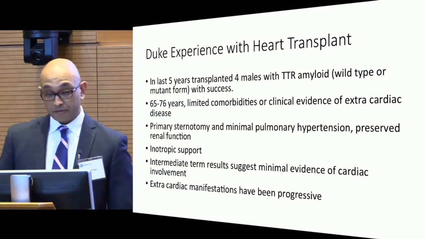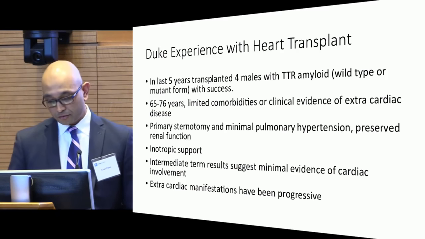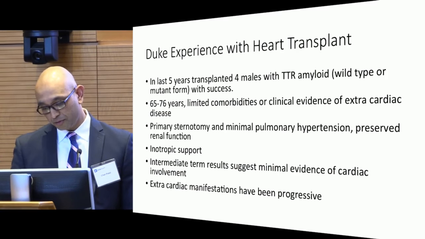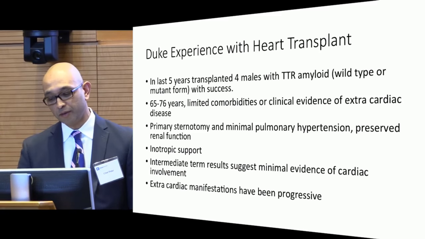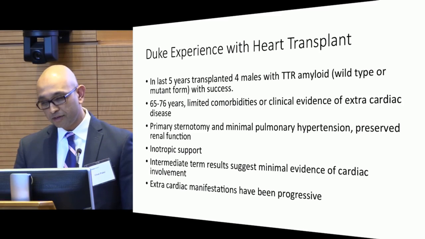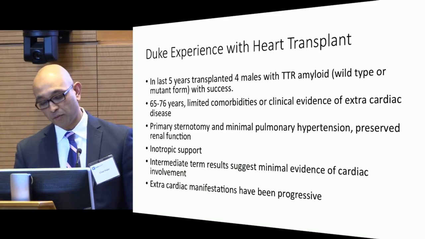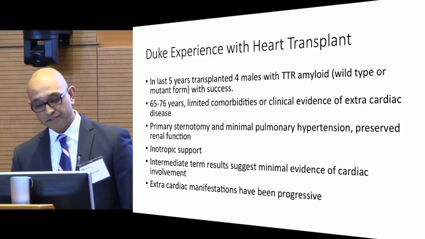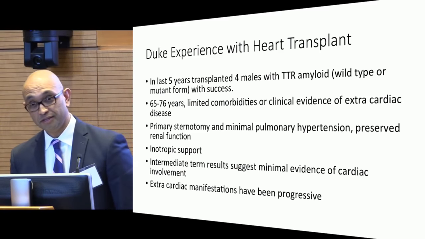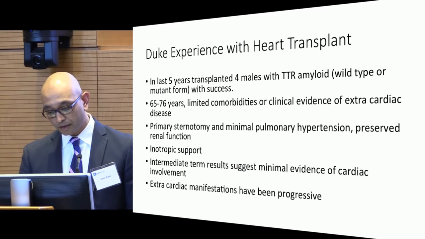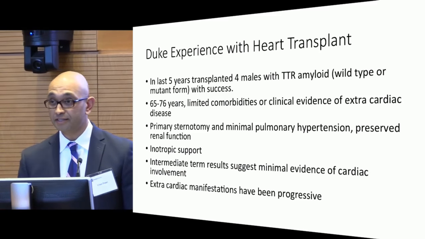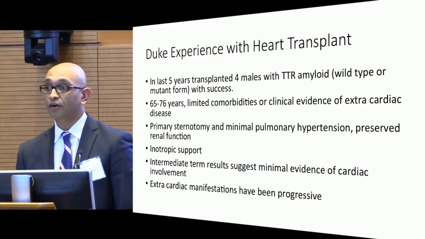We have some experience here. Dr. Rogers has had interest in transplanting patients with amyloidosis for some time, and in the last 5 years, we've transplanted 4 males with TTR amyloid. There's been a 50-50 split with either wild type or a mutant form. These patients were between 65 and 76 years old. Our oldest transplant patient to date has been 76 years old. They had limited comorbidities or clinical evidence of extracardiac disease, and they had primarily cardiac symptoms.